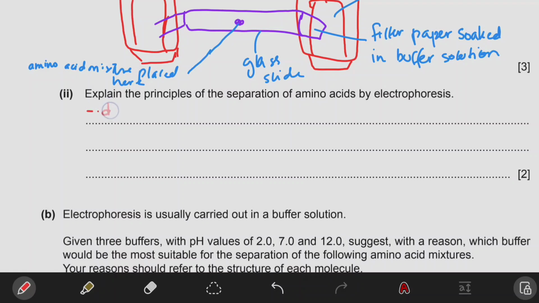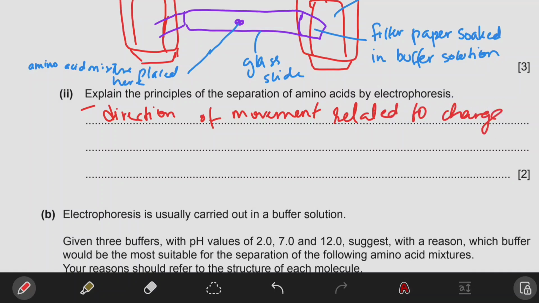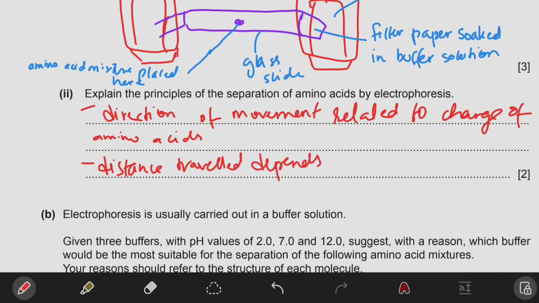So the direction is obviously dependent upon the charge of the amino acid, whether it will be attracted to the negative or the positive side. So direction. And then you can say that distance traveled depends on the Mr of amino acids. Saying mass is not enough, you have to say the Mr.